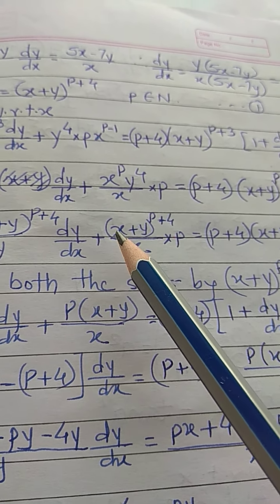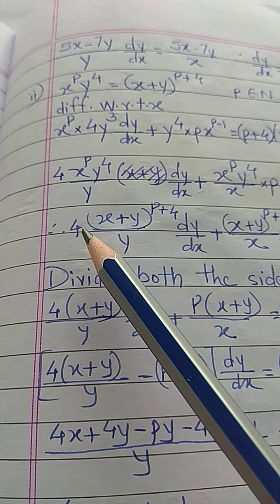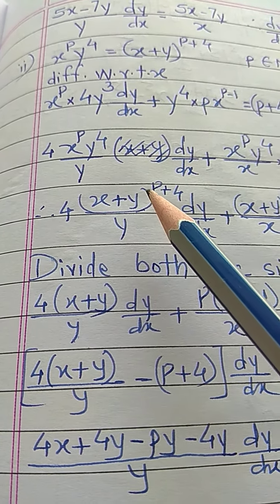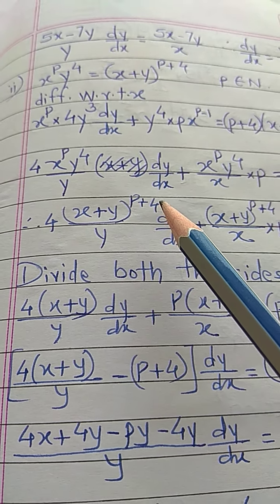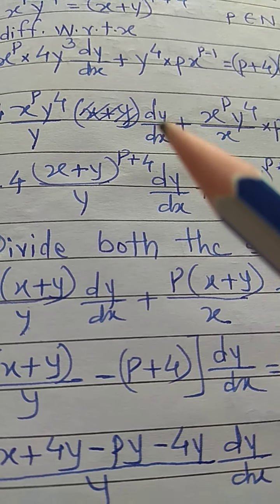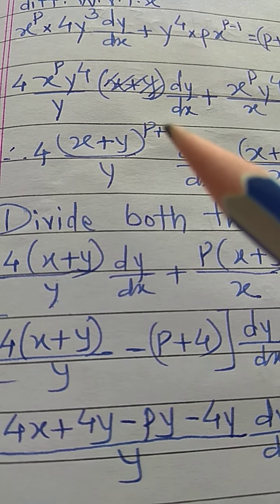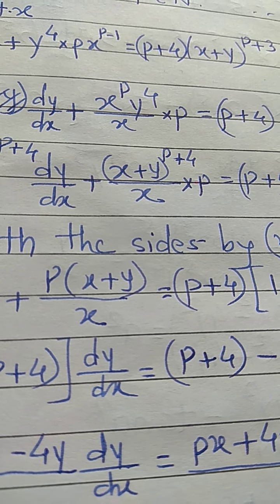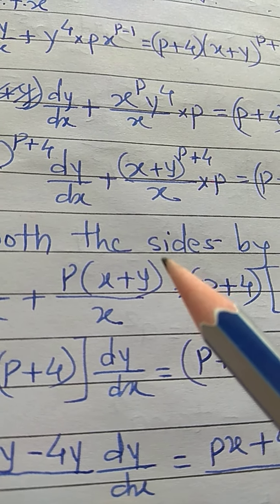Here also there are x plus y raised to p plus 3. Here also x plus y raised to p plus 3. So what remains will be 4 times x plus y raised to 1 upon y. We are dividing by x plus y raised to p plus 3. Whenever we are dividing, then powers of the bases get subtracted. That is p plus 4 minus p plus 3 will give you 1 only. Here also, if you are dividing by x plus y raised to p plus 3, then what remains here will be x plus y raised to 1.